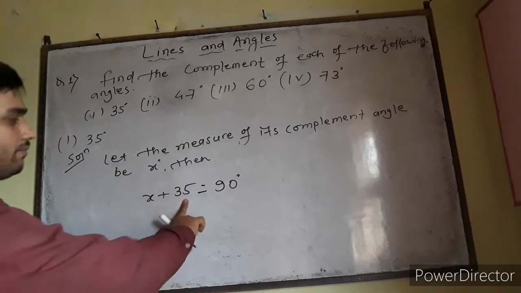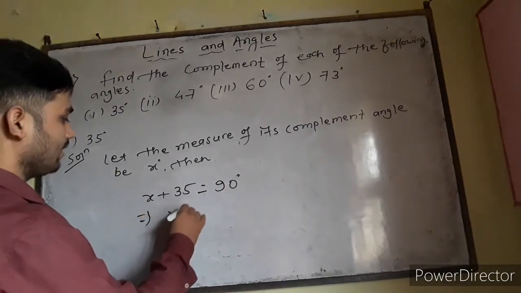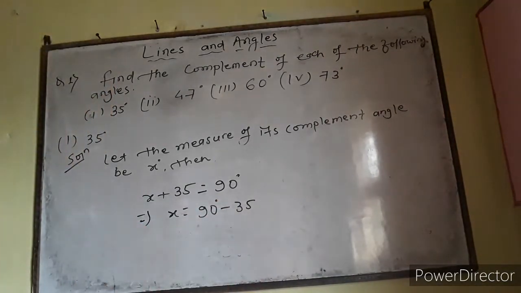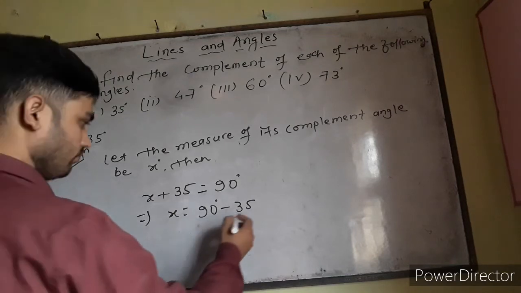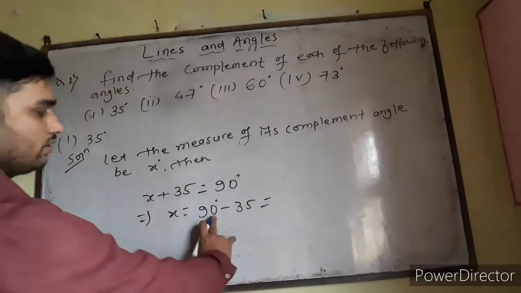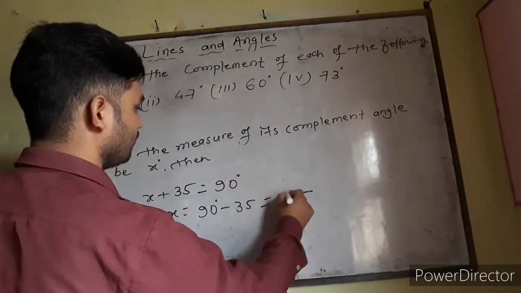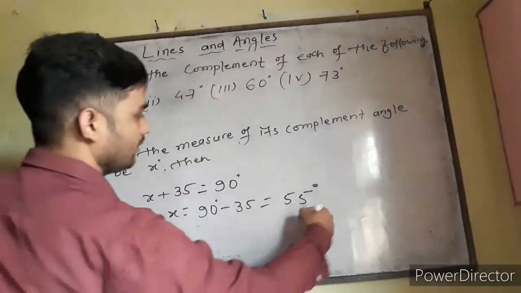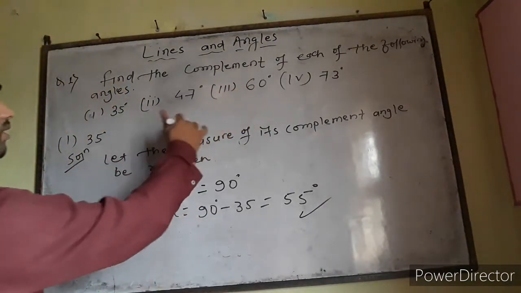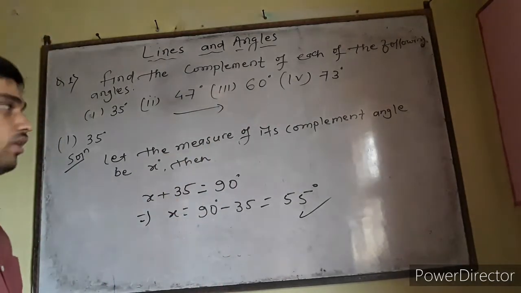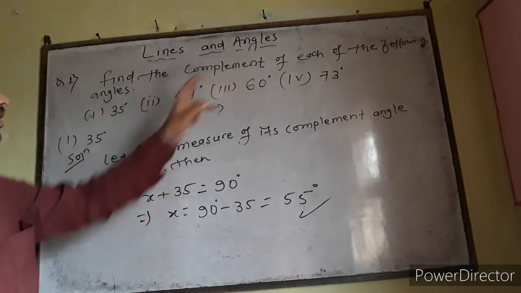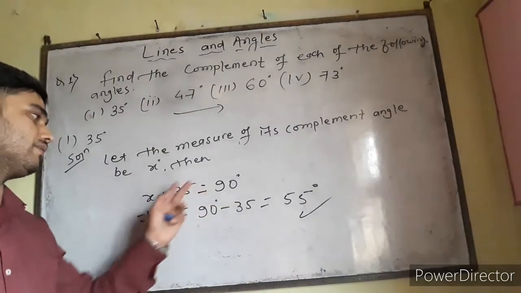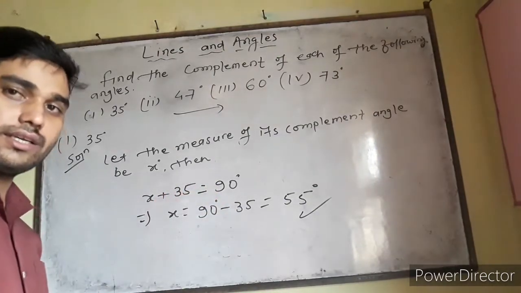Transpose 35 to the right side. x is equal to 90 minus 35. Subtracting, 0 becomes 5 and 8 becomes 5, so 55 degrees. So the complement of 35 degrees is 55 degrees. Now the rest of the questions you can do as homework. Also you can find the supplement, where instead of 90 degrees we use 180 degrees, because we know that for supplementary angles, the sum of two angles is equal to 180 degrees.